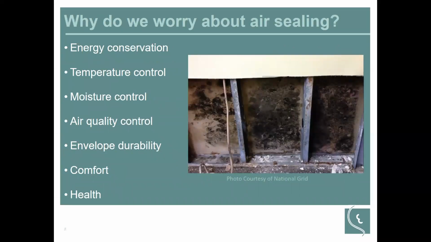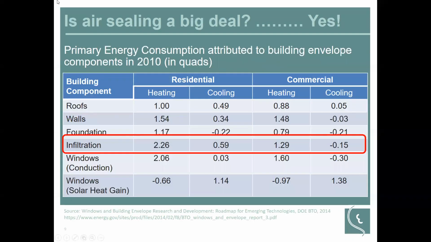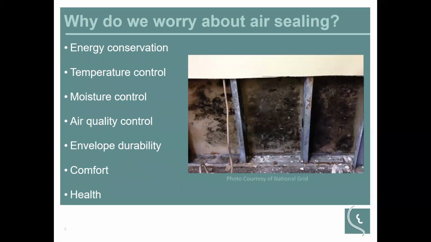So why do we worry about air sealing? Well, we've got several reasons: energy conservation, temperature control, moisture control, air quality control, envelope durability, comfort, and health. Conservation is a very important aspect, reducing the amount of energy we use, reducing our energy footprint. With temperature control, if we have a drafty building with air leaking in at all different places, it becomes hard to control the temperature, and that impacts comfort.